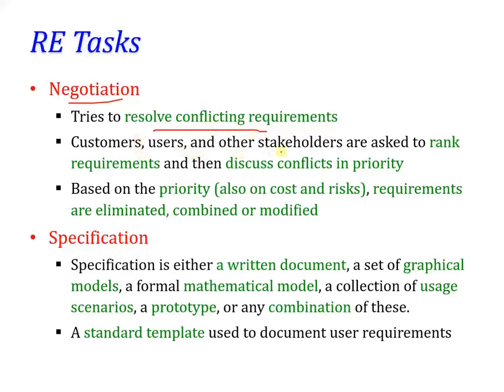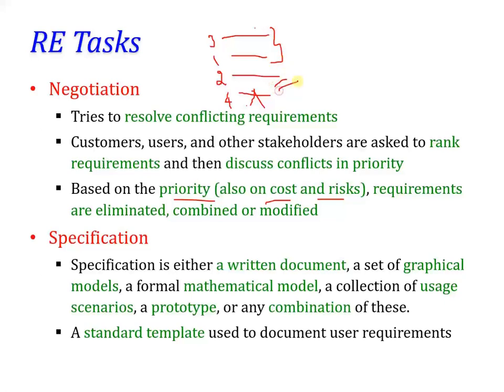Customers, users and other stakeholders are asked to rank the requirements. After getting the requirements in the previous phases, we will list all the requirements one after another and submit them to the users. Now the customers will rank these requirements by priority 1, 2, 3 and then 4, and so on. Based on such priority, and also considering the cost and the risk involved in the software development, some requirements can be eliminated. For example, the 4th choice will be eliminated, or I can combine 2 different requirements, or I can modify some requirements. These things will be done during the negotiation phase.